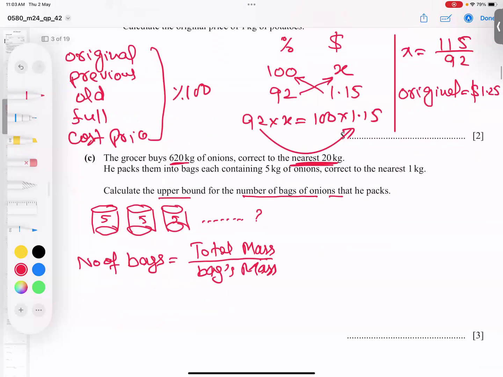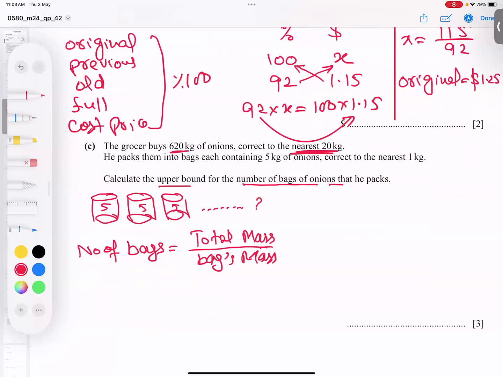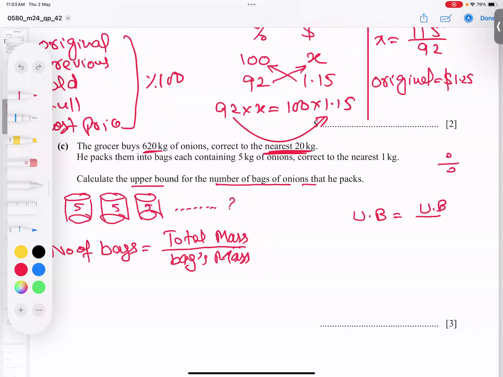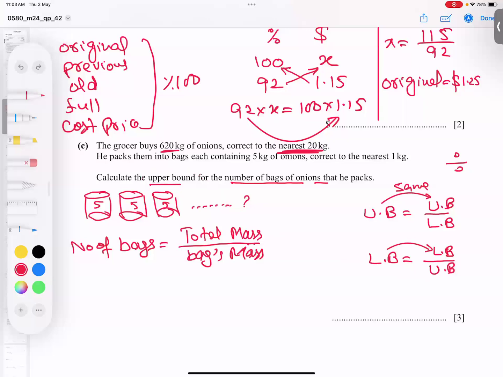Now, students, let's see how we can do it. Because you know the formulas in dividing, what is the basic formula? If I want to find the upper bound, the numerator values must match, this must be the same, and the denominator must be the opposite. Opposite means lower bound. And the same if I'm looking for the lower bound in dividing: the numerator must be the same and the denominator must be opposite. Currently I'm looking for the upper bound, so I will use this formula.